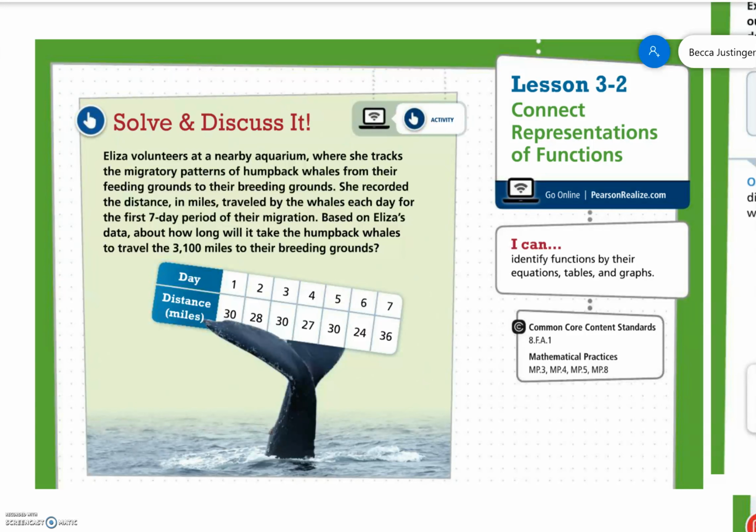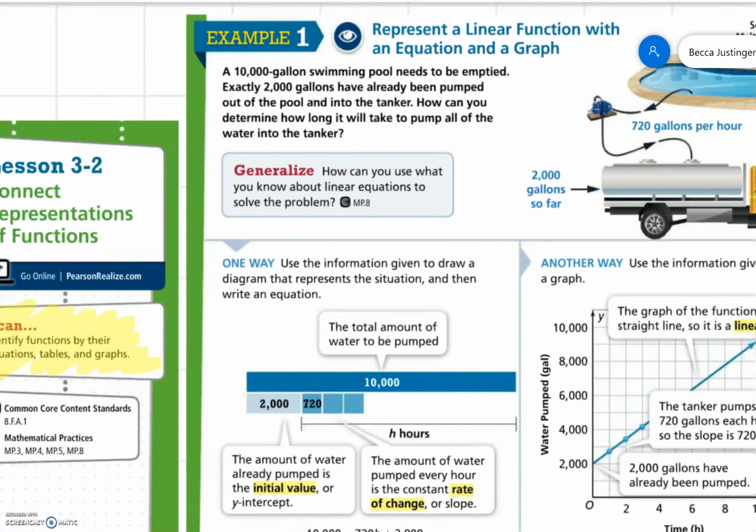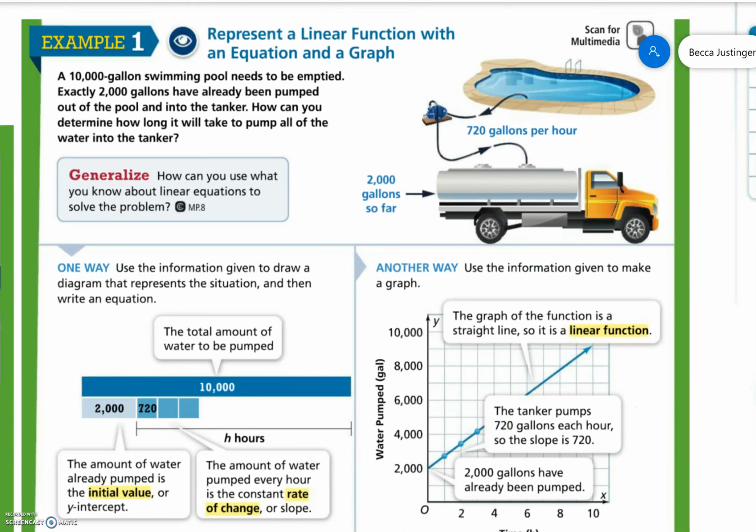Hi, 8th grade. Today we're going to do two lessons, lesson 3.2 and 3.3. So we'll start with 3.2, connect representations of functions. By the end of this lesson, I want you to be able to say, I can identify functions by their equations, tables, and graphs. To save time, we're going to skip this first page and go right to the first example. Example 1, represent a linear function with an equation and a graph.